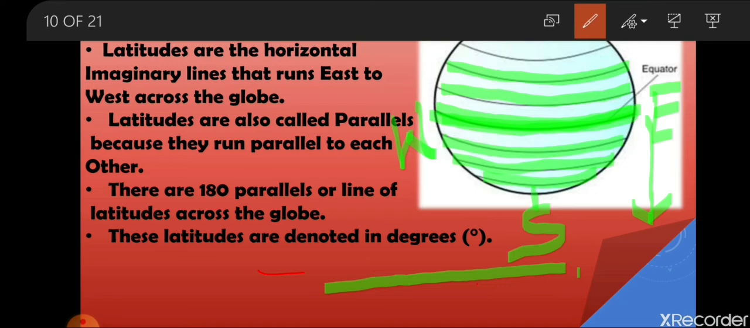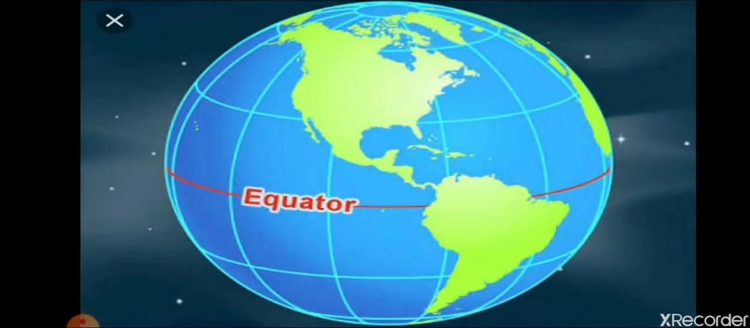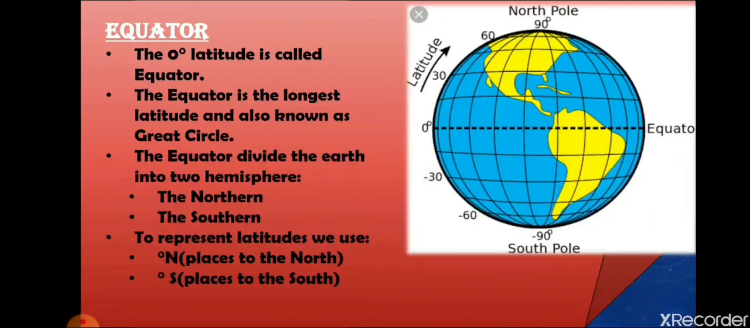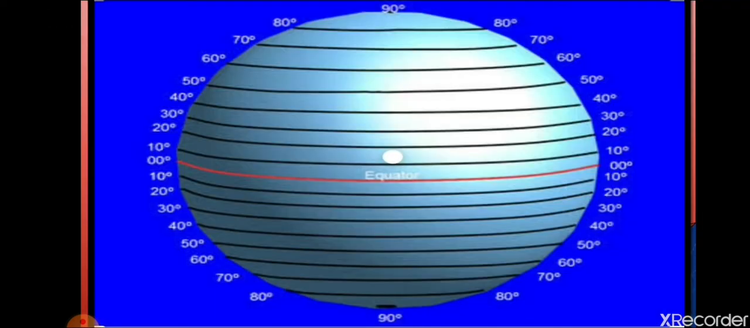So students, on our globe there are a total of 180 lines of latitude. How many lines of latitude do we have? 180 lines of latitude. Now these lines of latitude are represented with the help of degrees. I'll explain how these lines of latitude are marked as degrees. As you can see here, it is written in the form of degrees.